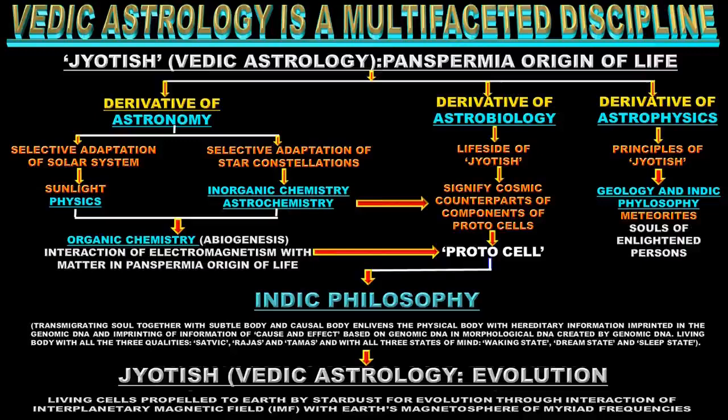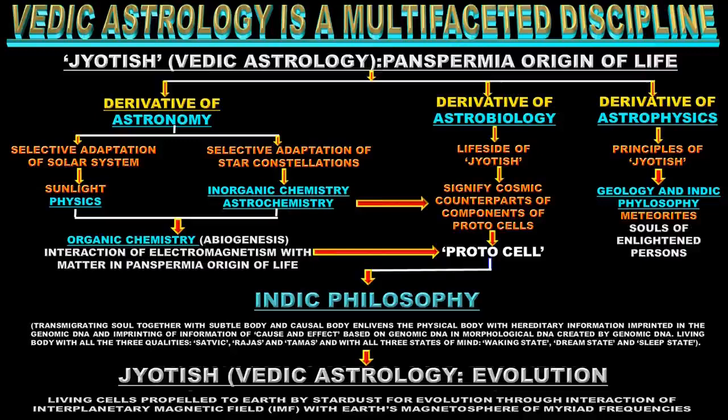And in the Indic philosophy, we find the transmigrating soul, together with subtle body and causal body, enlivens the physical body with hereditary information imprinted in the genomic DNA and imprinting of information of cause and effect based on genomic DNA and morphological DNA created by genomic DNA. A living body with all the three qualities, sattvic, rajas, and tamas, and with all three states of mind, waking state, dream state, and sleep state.